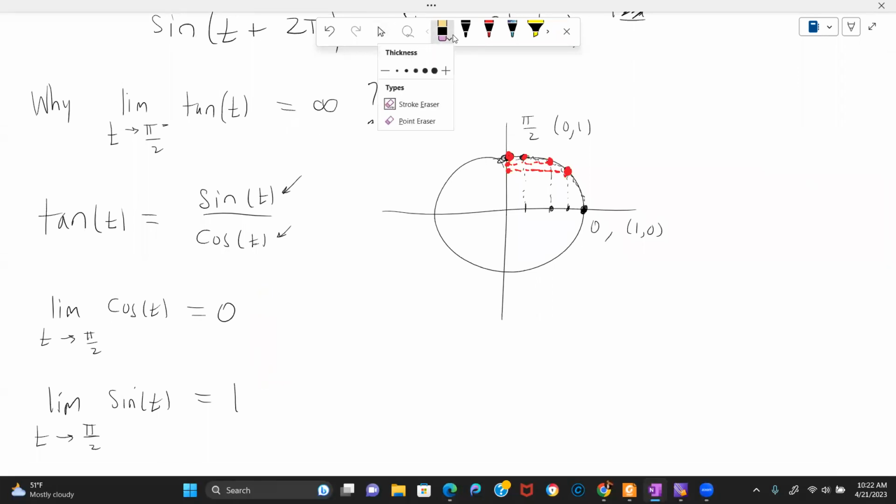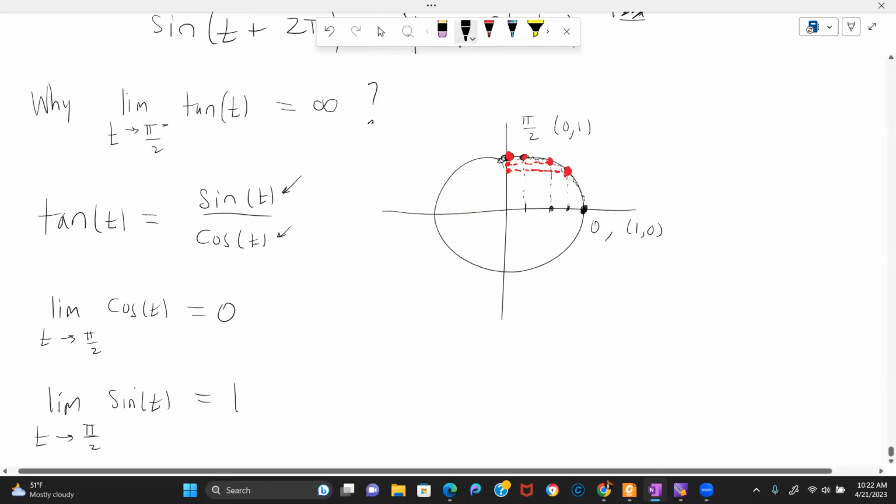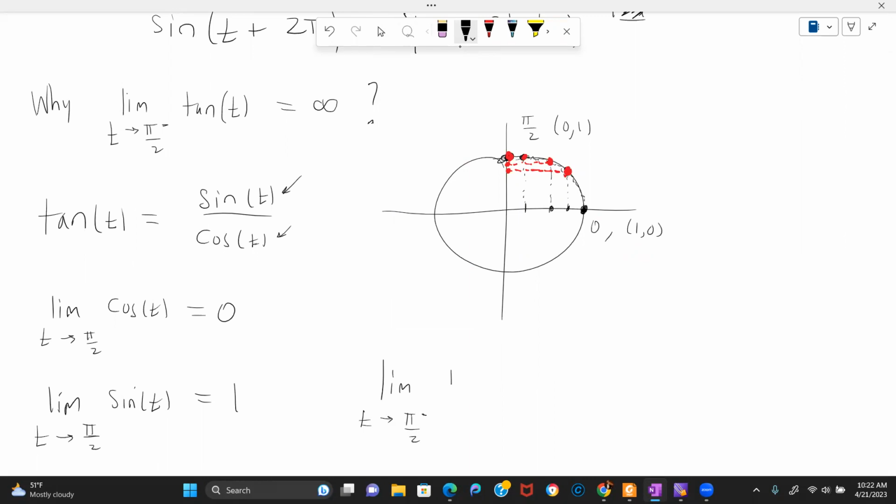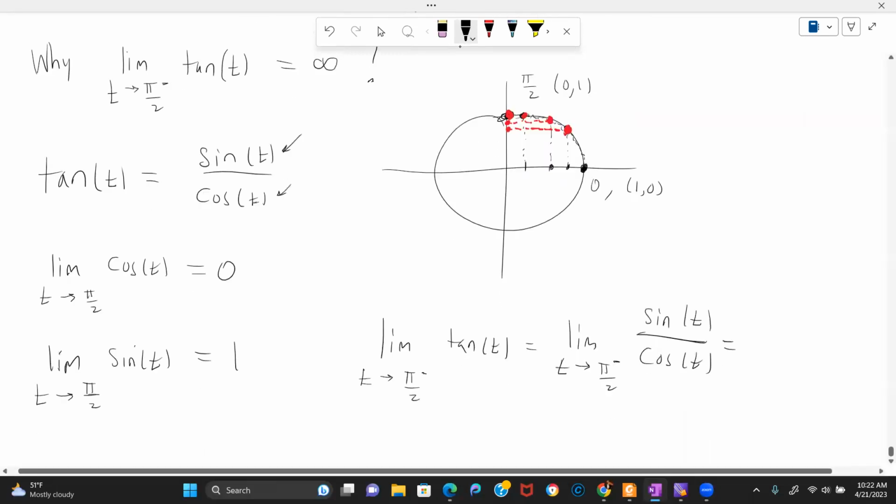So what should happen when we take the limit as t goes to pi over 2 from the left of tangent of t? By definition, tangent is sine of t over cosine of t, and we're taking t to go to pi over 2 from the left. When we take the limit of this fraction, the sine of t is approaching 1, and the cosine of t is approaching 0.